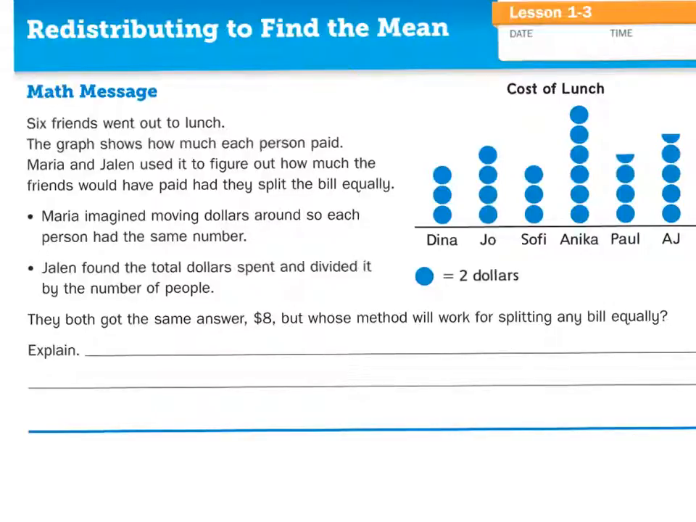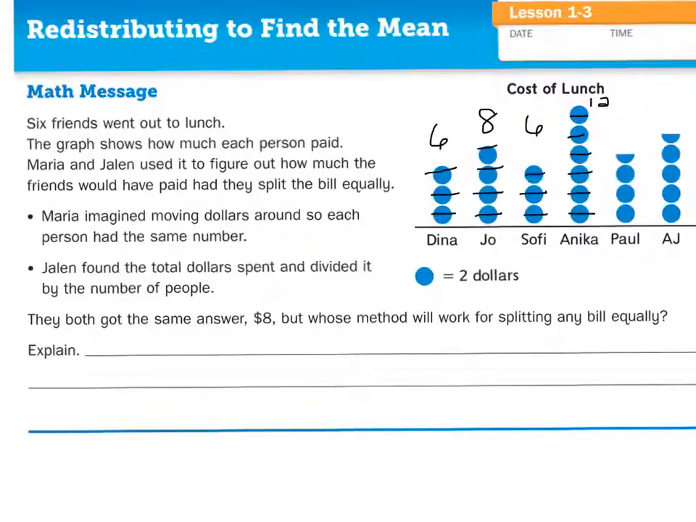Again, even though they both are right, they both can do it their own ways. Let's look at Jalen's way in particular today. If we look at our little graph here, it says that each blue dot represents $2. So Dina has $2, $4, $6 that she spent. Joe, 2, 4, 6, 8. Sophie, 2, 4, 6. Anika, 2, 4, 6, 8, 10, 12.